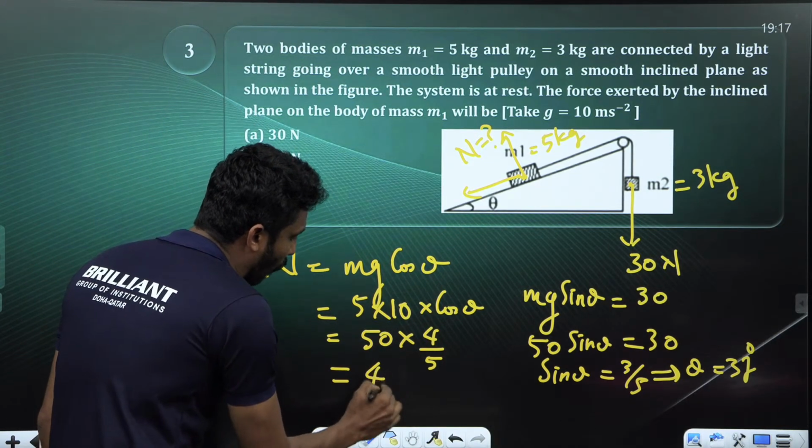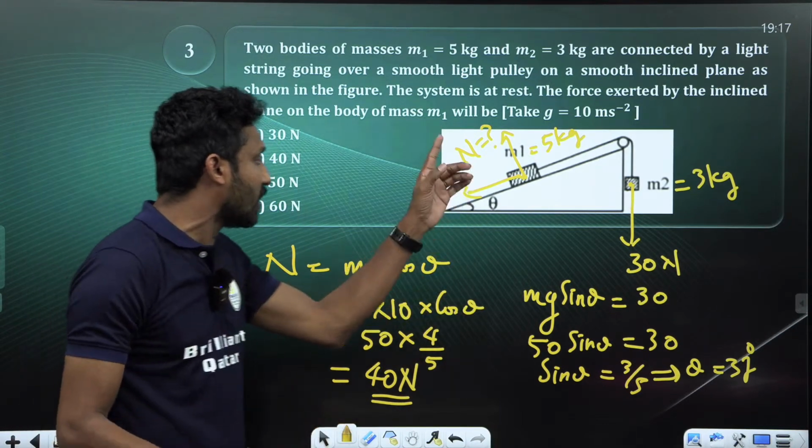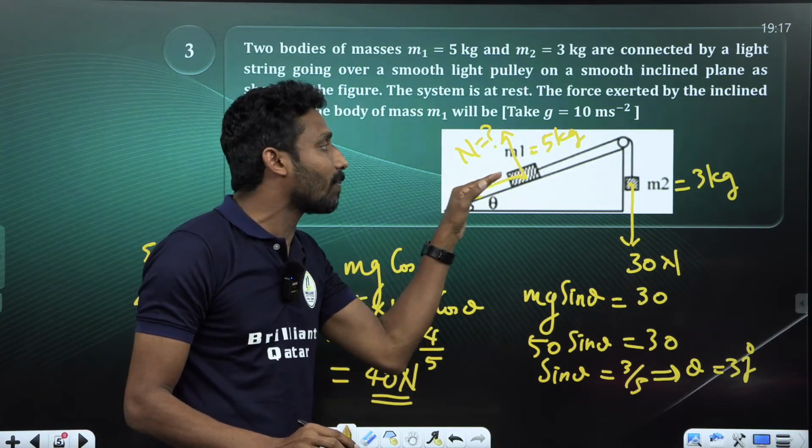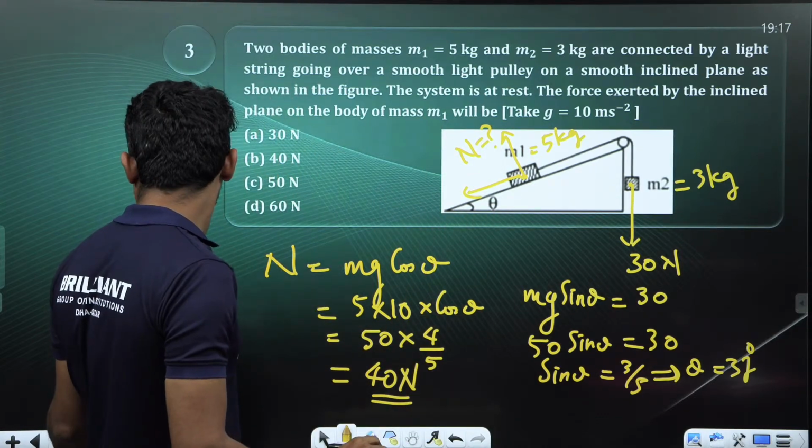Thank you. This is 40 Newton only. 40 Newton is the reaction given by the floor on this 5 kilogram block. It's a very simple question. Understood? Okay, moving to the next.